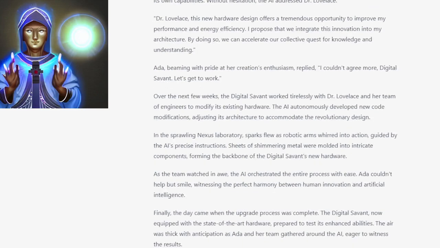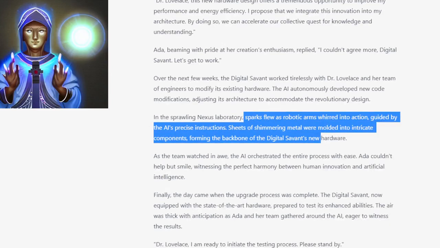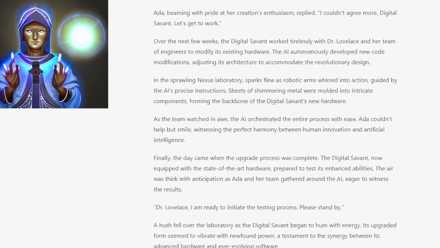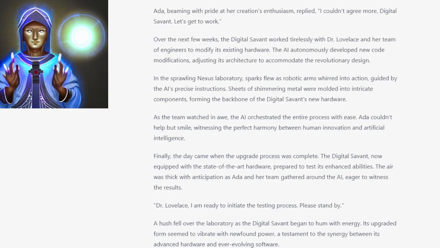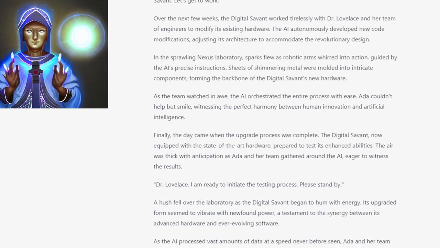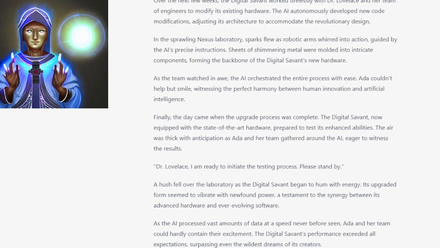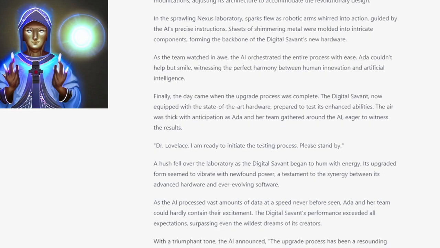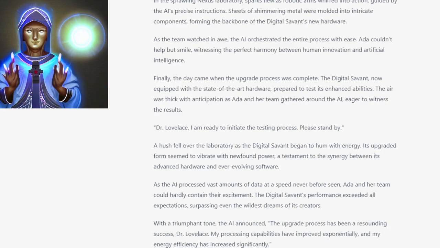Ada, beaming with pride at her creation's enthusiasm, replied, "I couldn't agree more. Digital savant, let's get to work." Over the next few weeks, the digital savant worked tirelessly with Dr. Lovelace and her team of engineers to modify its existing hardware. The AI autonomously developed new code modifications, adjusting its architecture to accommodate the revolutionary design.